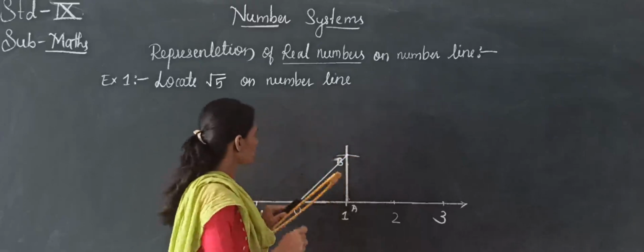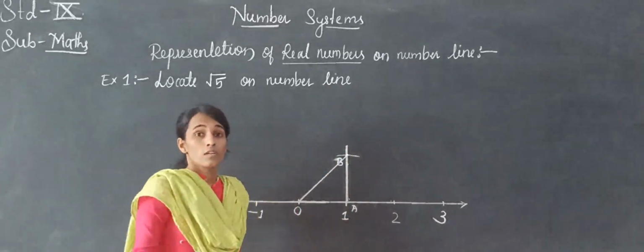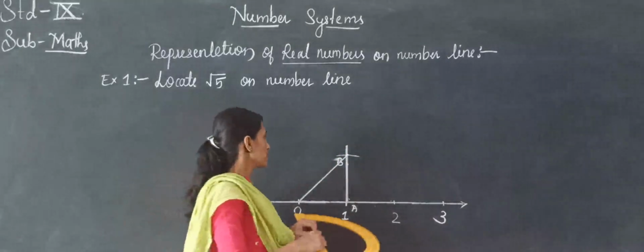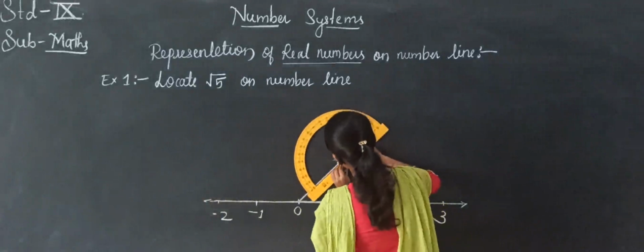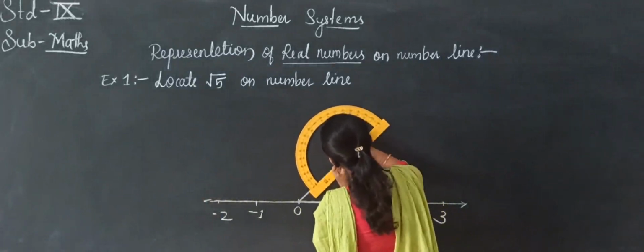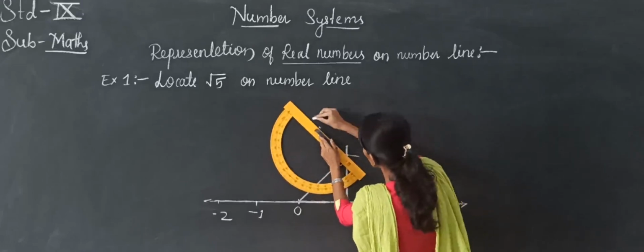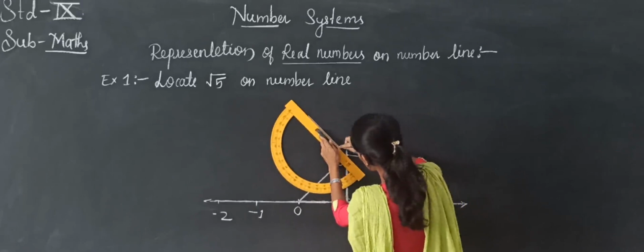Okay, after joining this one, don't mark the root 2 on the number line, we are drawing root 5 here. So take B as a center point, OB as a line, and mark 90 degrees again. After marking that one, again you have to draw a line.